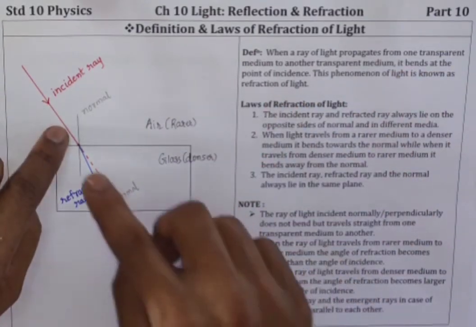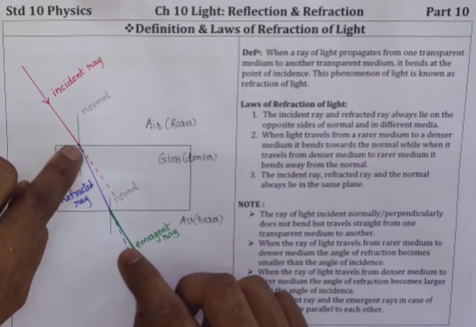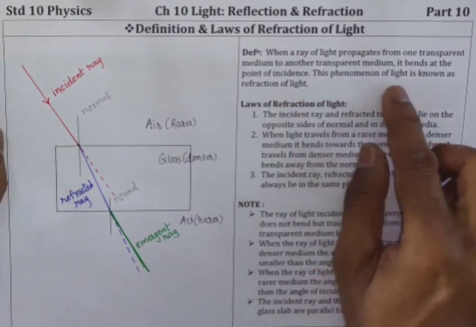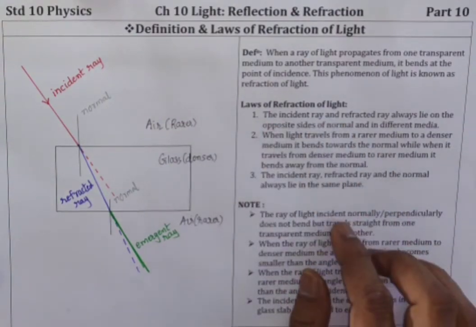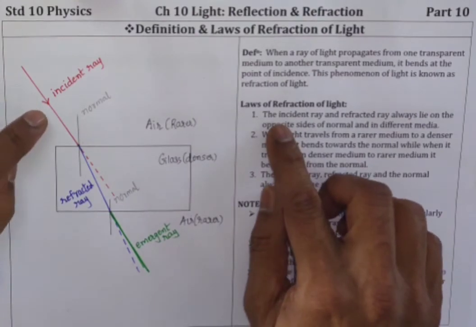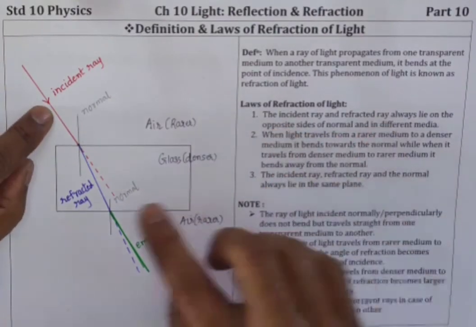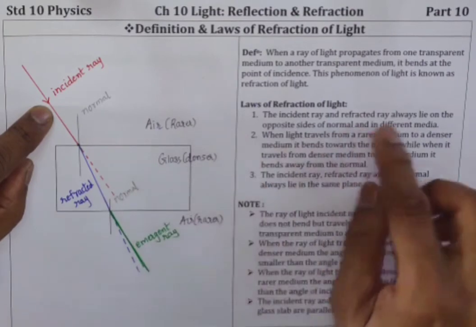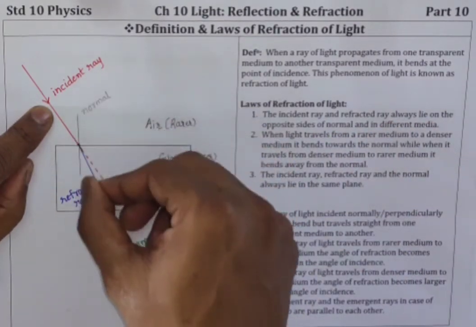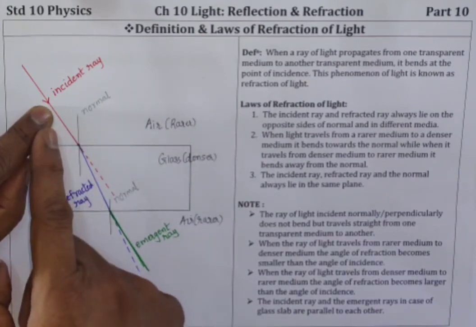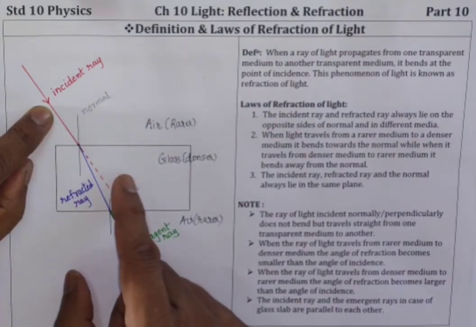See, the red ray is the incident ray, the blue ray is the refracted ray, and it bends at the point of incidence. This phenomenon of light is known as refraction of light. Correct? Now, the laws of refraction of light. The incident ray, that is the red ray, and the refracted ray, that is the blue ray, always lie on the opposite side of the normal. This is the normal. To the left is the incident ray, to the right is the refracted ray.